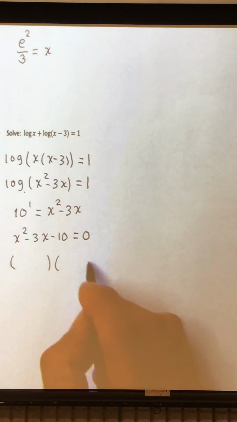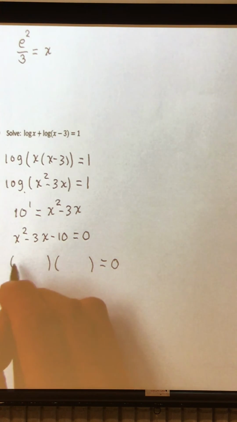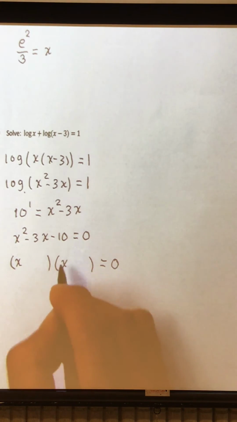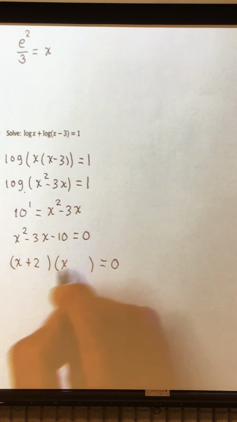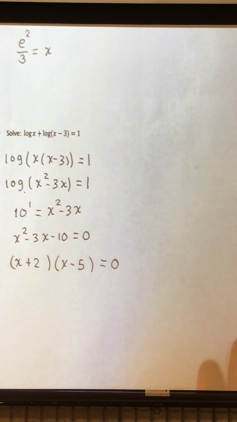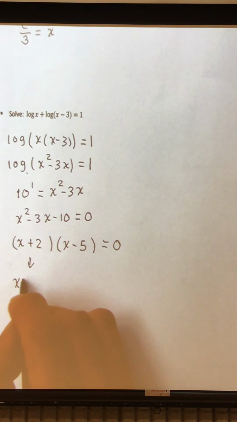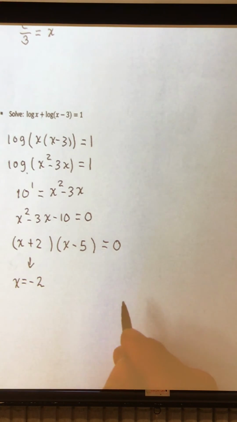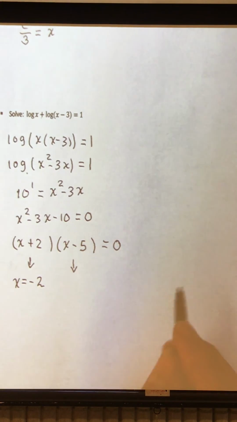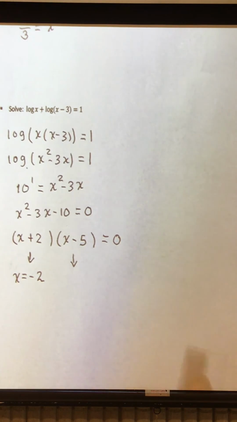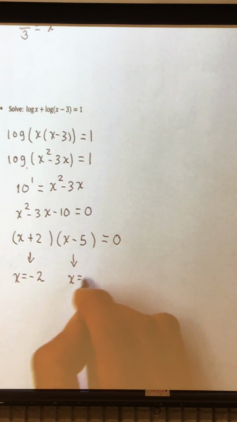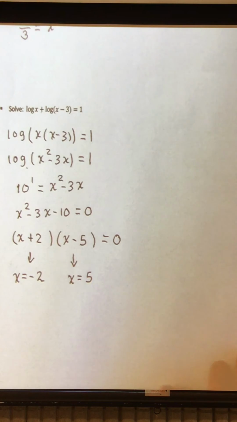If it factors, here it factors quite nicely, x plus 2 times x minus 5. Setting each factor equal to 0 gives us one possible solution of negative 2, and setting x minus 5 factor equal to 0 gives us another possible solution, x equals 5.